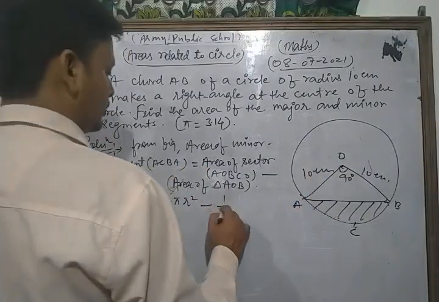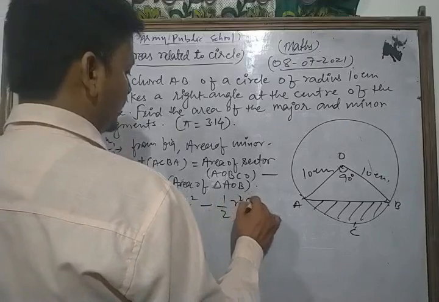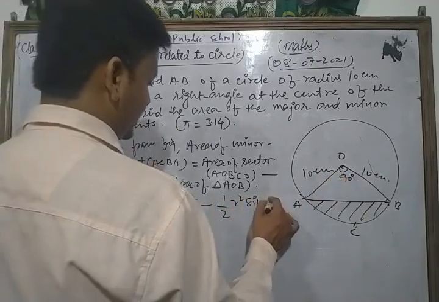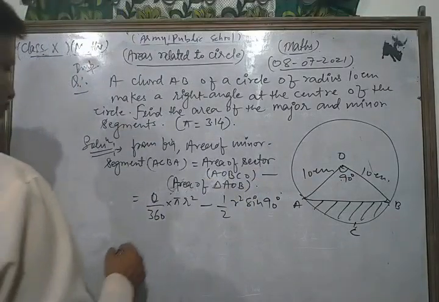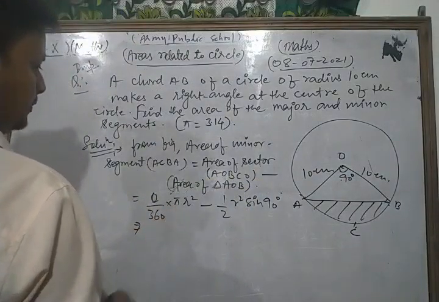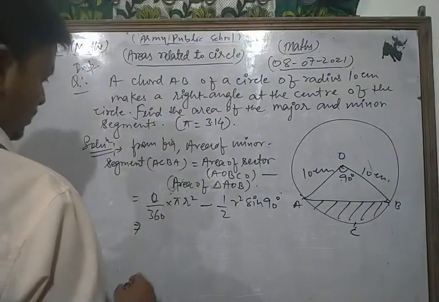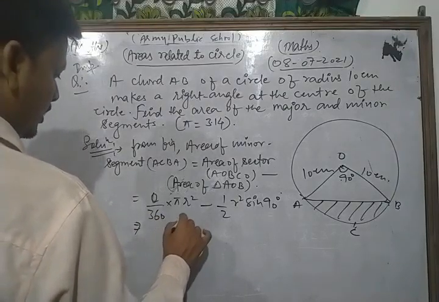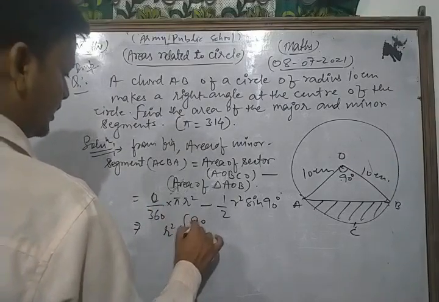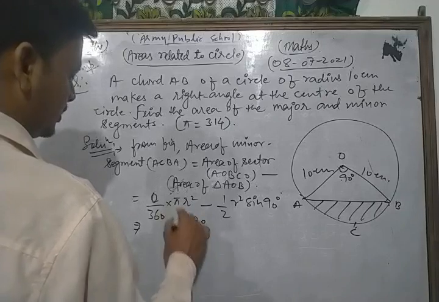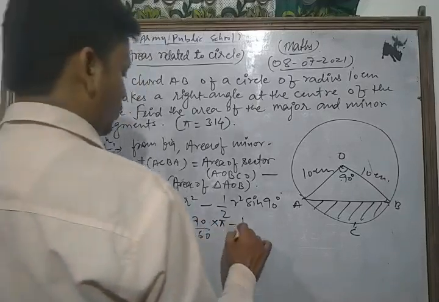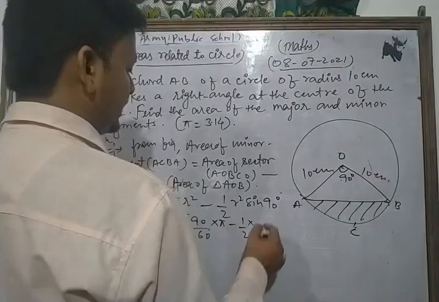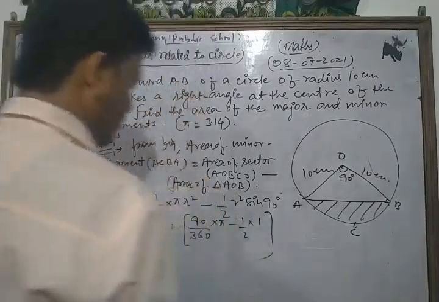We already discussed that 1 upon 2 r square into sin theta is the area of the triangle. Here the central angle is 90 degree. Okay, now we simplify them. We put all the values. We take r square as common, and we put theta as 90 upon 360 into pi minus 1 upon 2 into the value of sin 90, which is 1. R square taken as common.